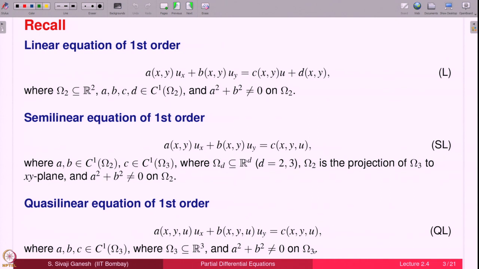As you observe, the first order partial derivatives, the coefficients in both L and SL, they depend only on x and y, whereas in quasi-linear equations they depend on u as well. This is the difference between semilinear, linear and quasi-linear equations.